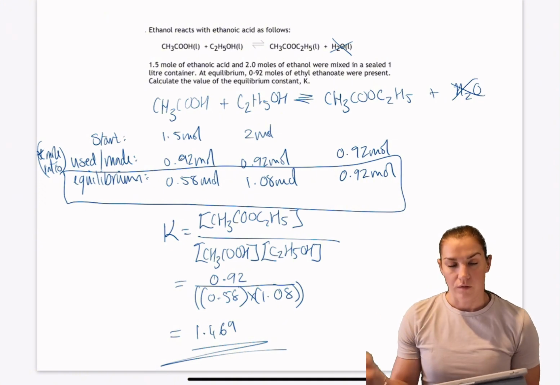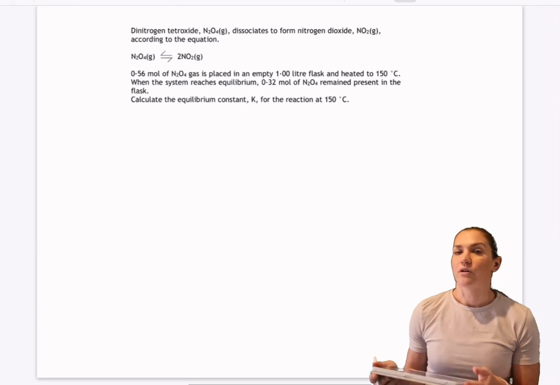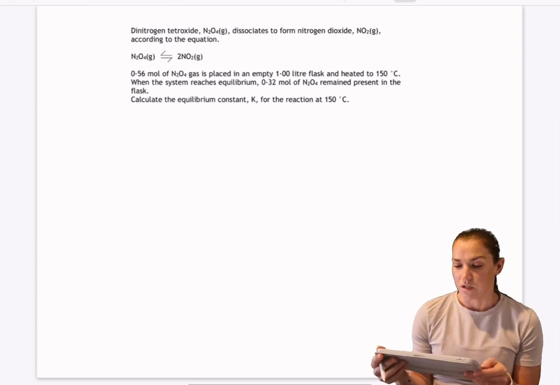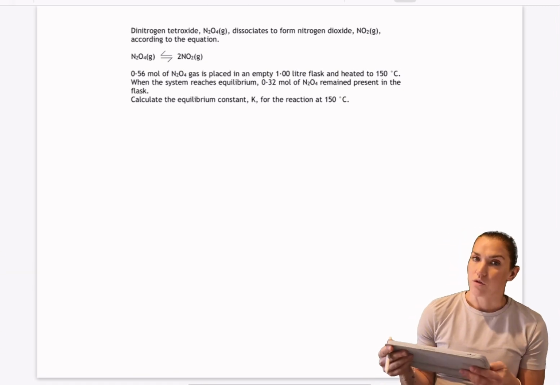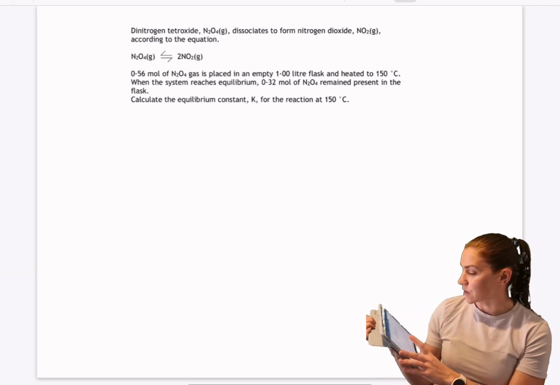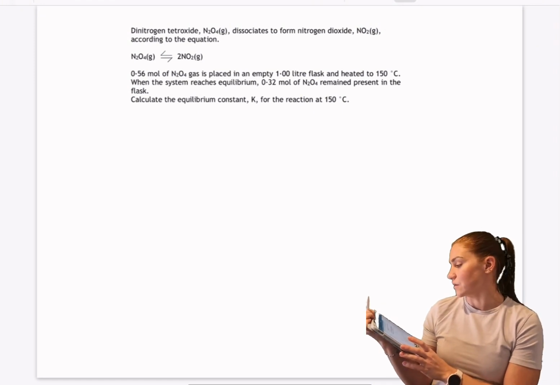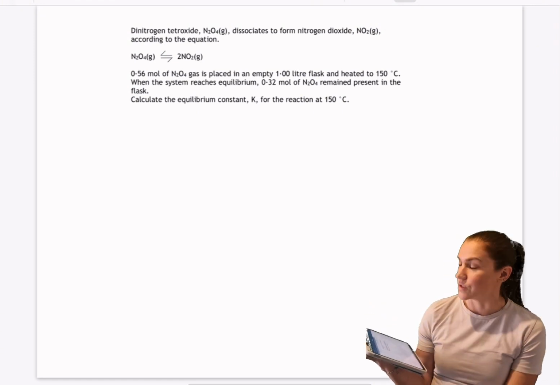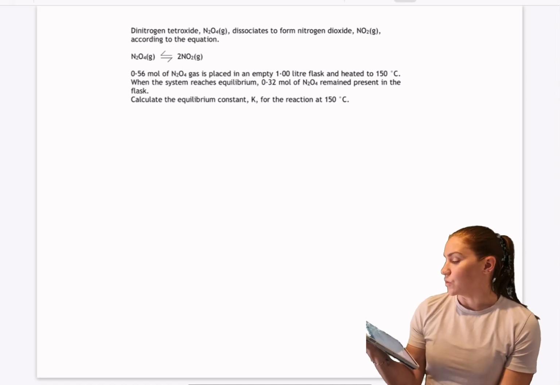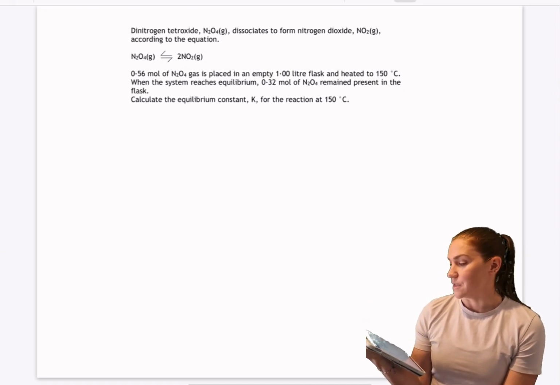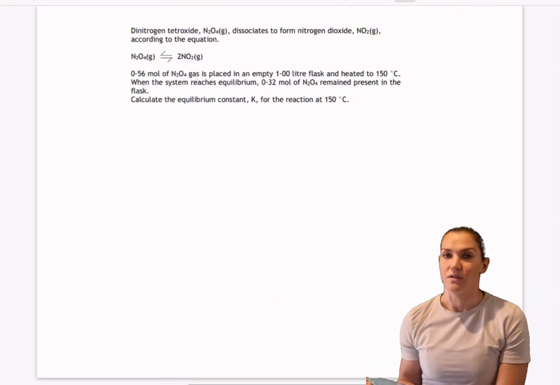So if we do move on to another example, this one is slightly different. In this one we've got dinitrogen tetraoxide dissociating to form nitrogen dioxide according to the equation they've shown. And then it says 0.56 moles of N2O4 gas is placed in an empty 1 litre flask and heated to 150 degrees. When the system reaches equilibrium, 0.32 moles of N2O4 remained present in the flask. Calculate the equilibrium constant K for the reaction at 150 degrees.